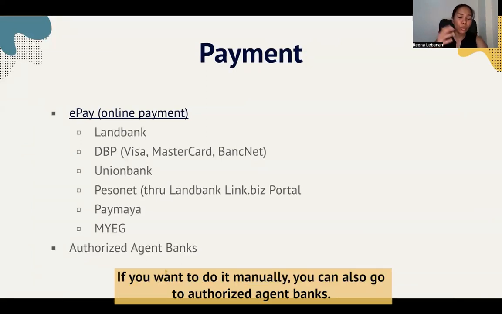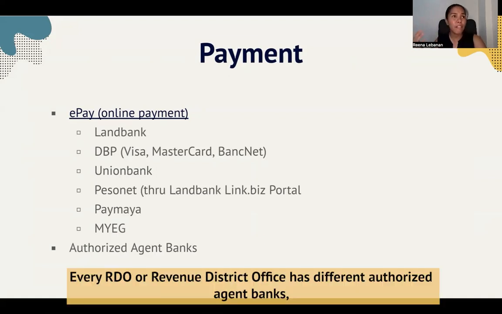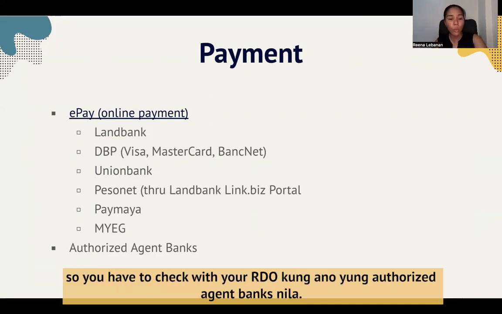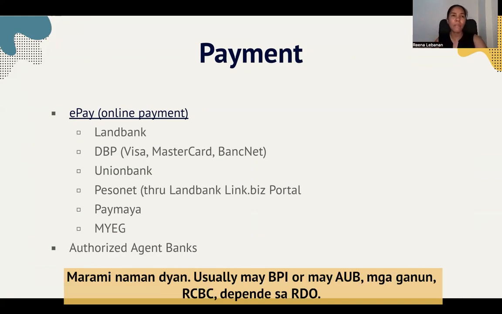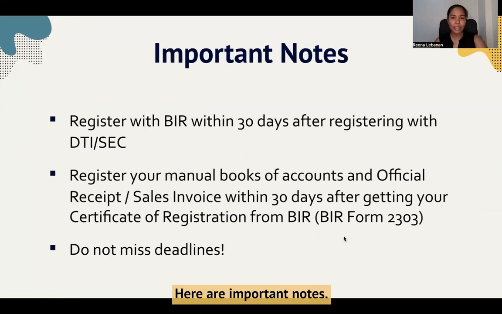If you want to do it manually, you can also go to authorized agent banks. Every RDO or Revenue District Office has different authorized agent banks. So you have to check with your RDO which authorized agent banks they have. There are many. Usually there's BPI or AUB, or CBC, depending on the RDO. Here are important notes.